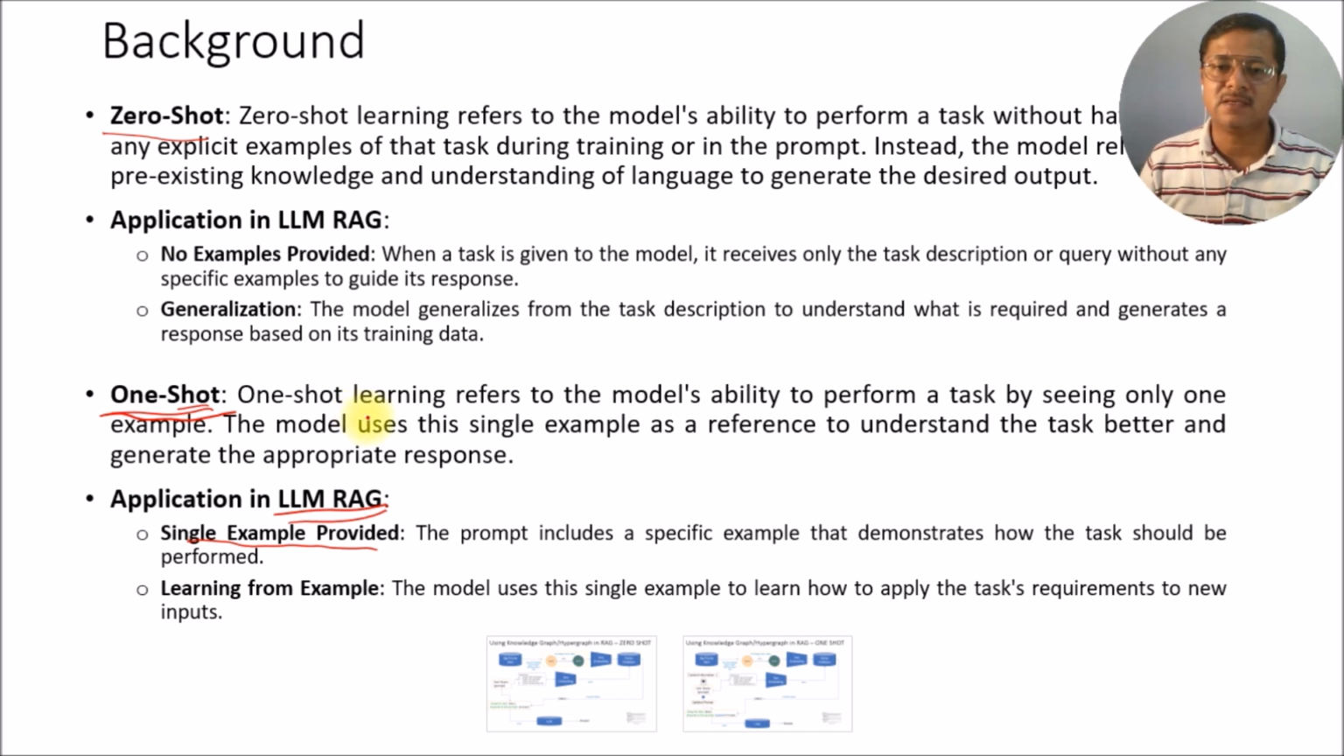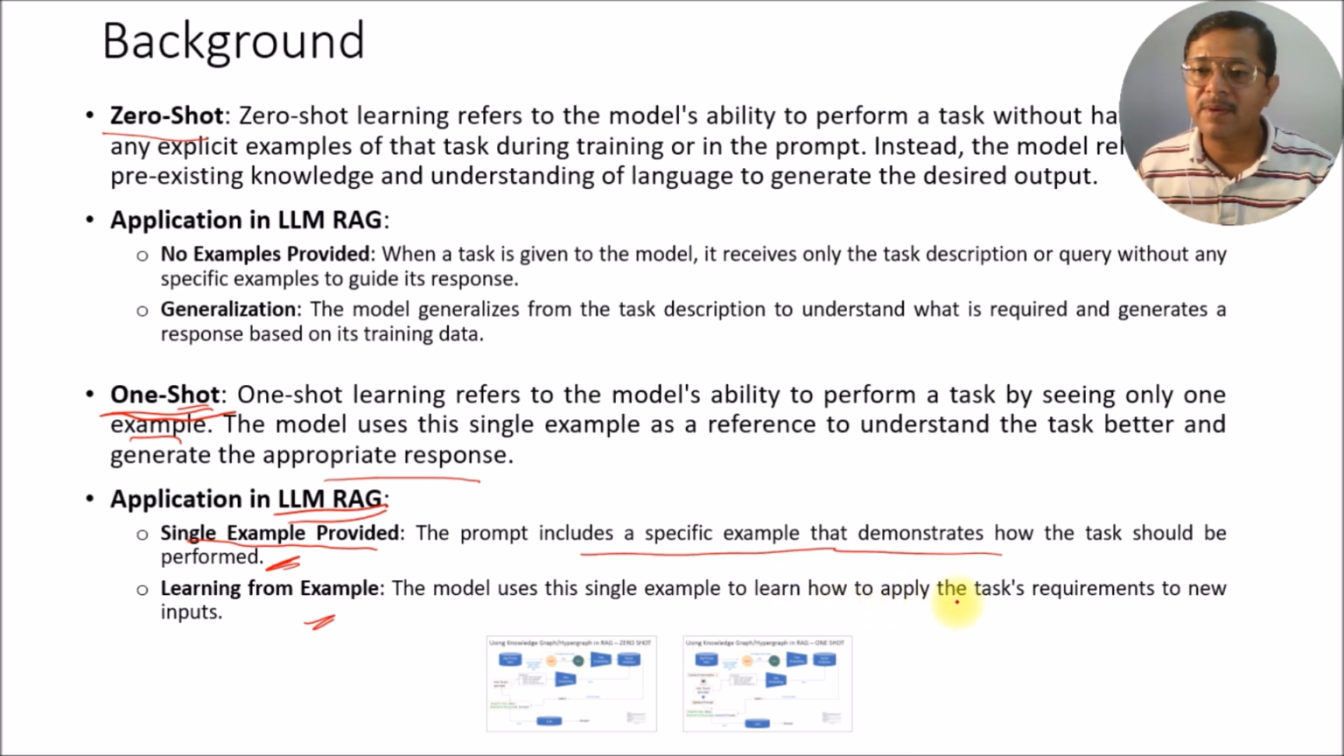get the correct answer. So in general, one-shot learning refers to the model's ability to perform a task by seeing only one example. The model uses this single example as a reference to understand the task better and generate the appropriate response. So this is the concept. The prompt includes specific examples that demonstrate how the task should be performed. So this is the main thing. This is also called learning from example. The model uses a single example to learn, for example, how to apply the task's requirements to the new input.